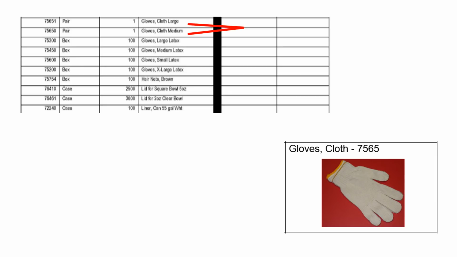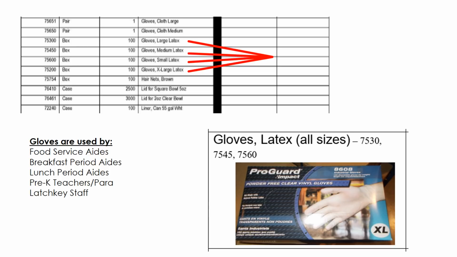Cloth gloves are used to handle hot pans and hot foods. They must be washed, rinsed, and sanitized daily. Order more cloth gloves when your current gloves are ripped, torn, or lost. Each school uses a different amount and sizes of gloves. Nutrition Services provides gloves to those staff members working in the lunchroom, assisting students during mealtime, like lunch period aides. We also provide gloves to pre-K classrooms and latchkey staff to assist students with snack. Keep all these items in mind when you are ordering gloves.